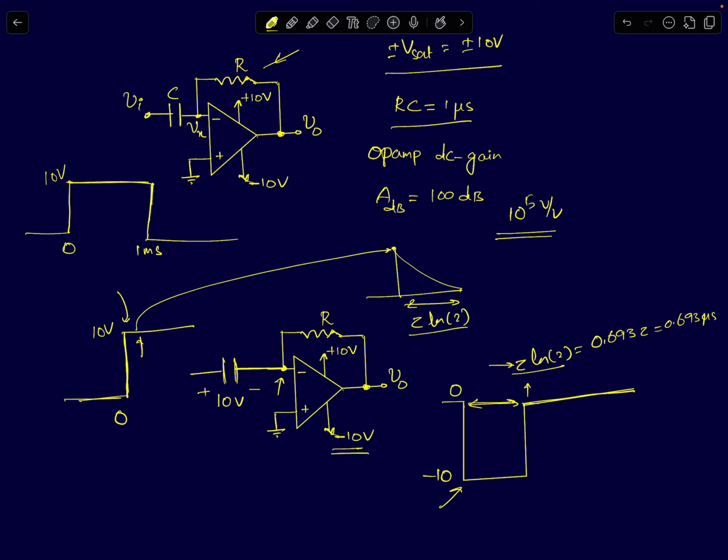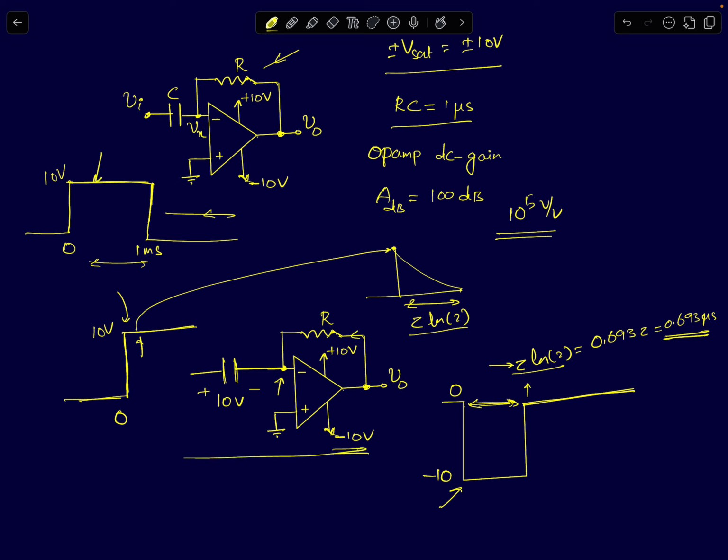Okay, so now for a very long time, see, 1 millisecond is a very long time compared to the on time of the pulse, which is less than a microsecond. It is 0.693 microseconds. So as far as a 1 millisecond step is concerned, you can treat this pulse signal like a positive step and a negative step. So at the end of 0.693 microseconds, the circuit reduces to something like this.